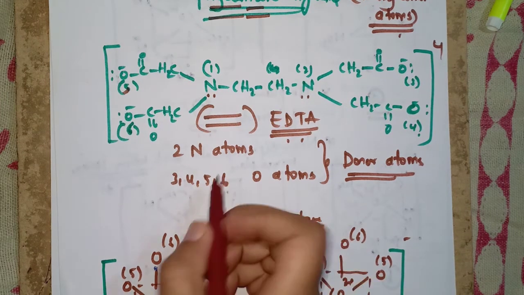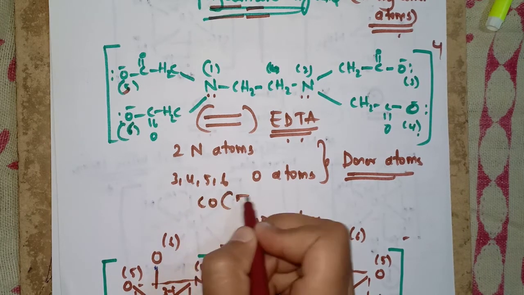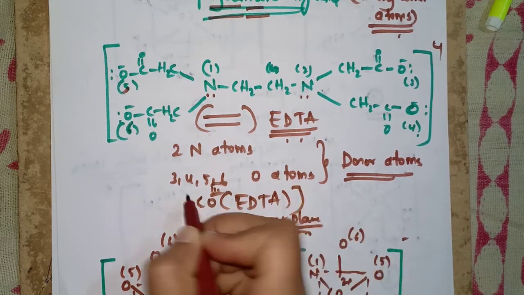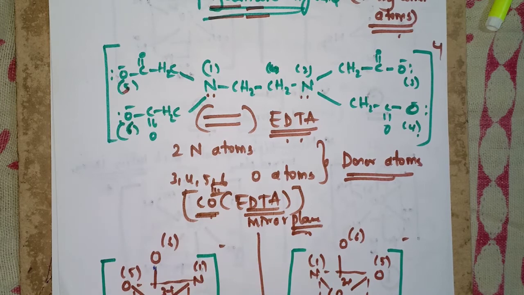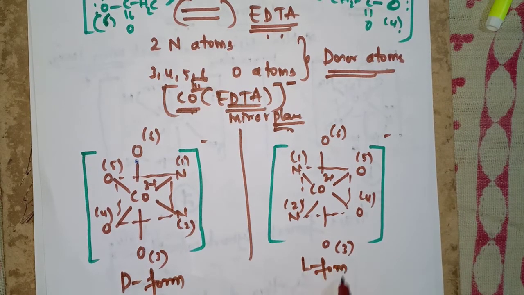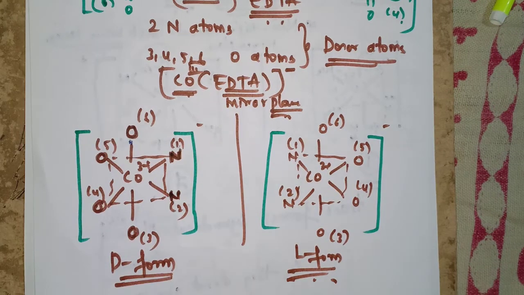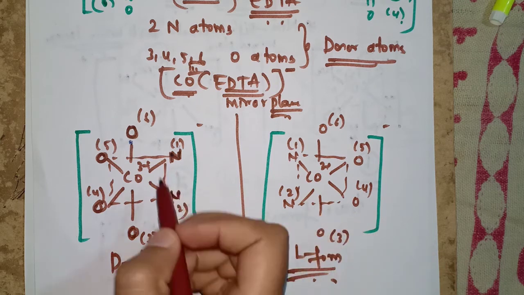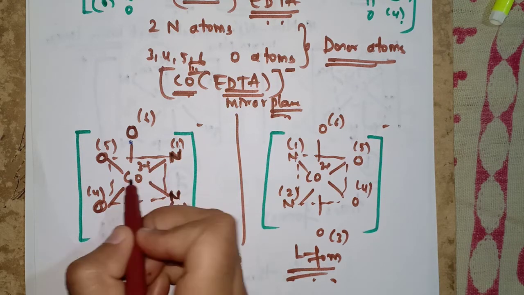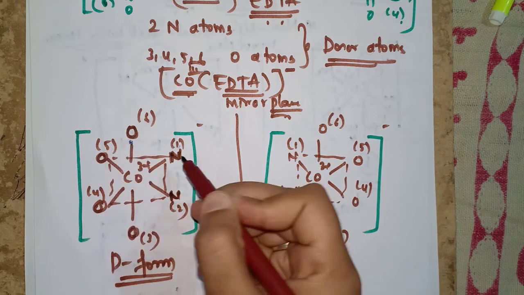And with the complex I will show, that is the Co-EDTA complex, this ligand with the central metal atom. This is the complex here. It will show a D form, that is an optically active form, and an L form. It has a very complex structure, so I have written the easiest possible structure. See here in the Co-EDTA, I have already said that 4 oxygens and 2 nitrogens are donating towards the central metal atom. So Co, 4 oxygens are here, 2 nitrogens are here.